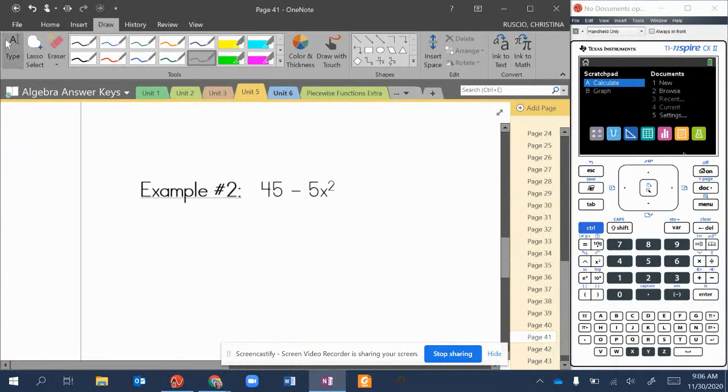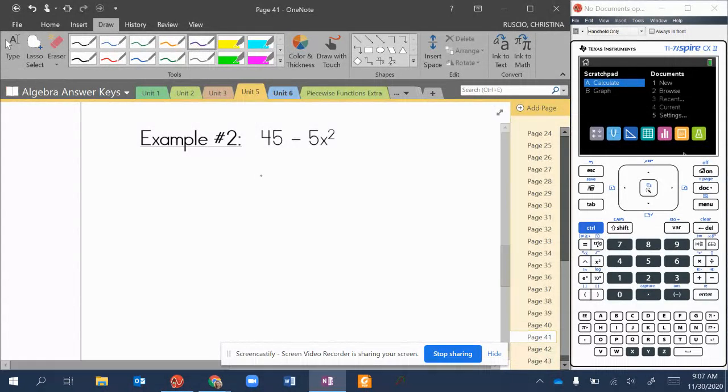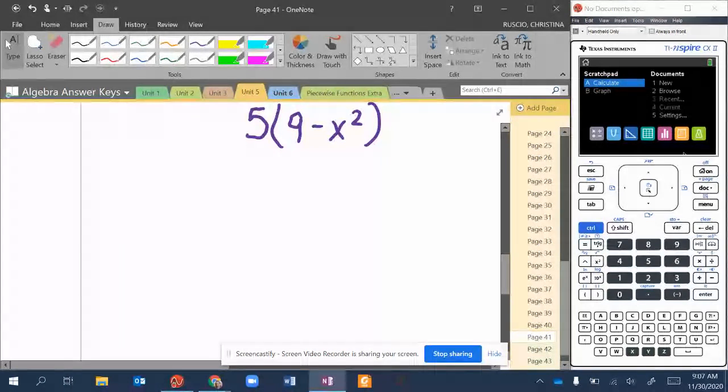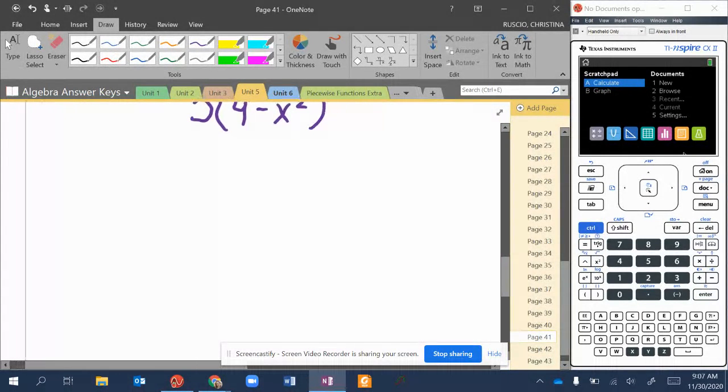All right, example number 2 is down here. So this one looks a little interesting. First things first, check for the GCF. Do 45 and 5 have a common factor? The answer is yes, they do. So I'm going to factor out a 5. 45 divided by 5 is 9. So this becomes 9 minus x squared. That looks a little weird, but I still think that we can factor it.